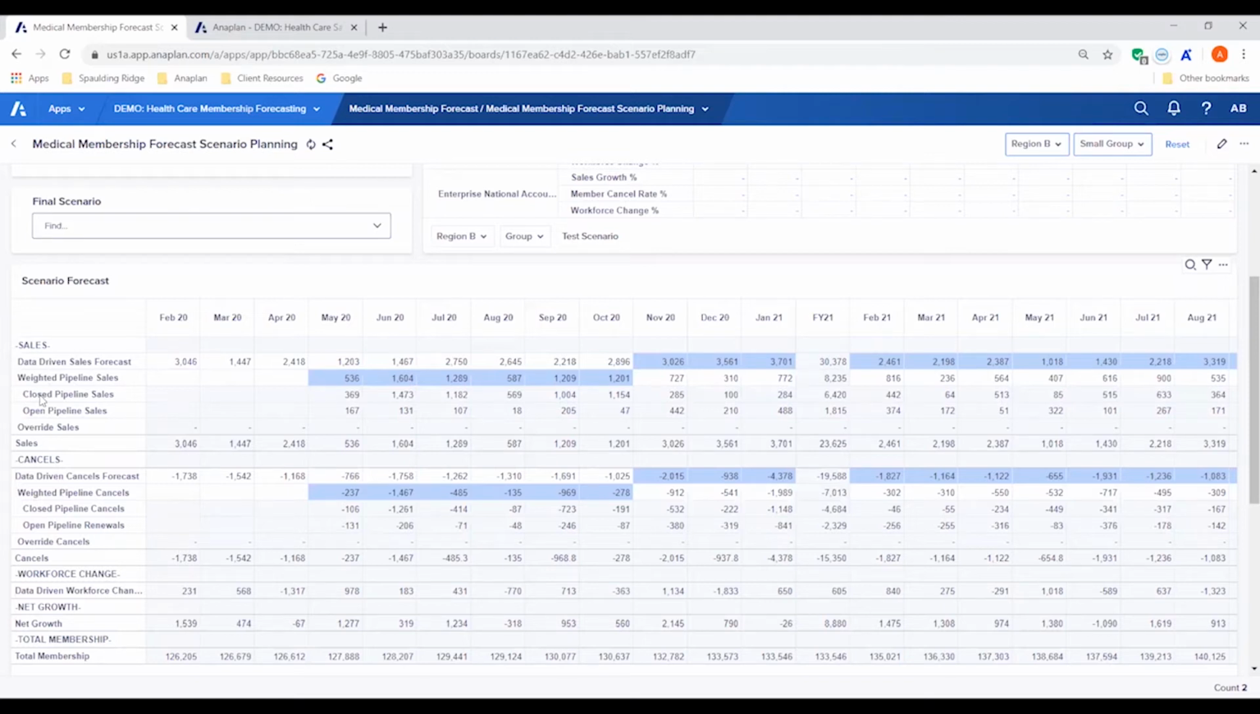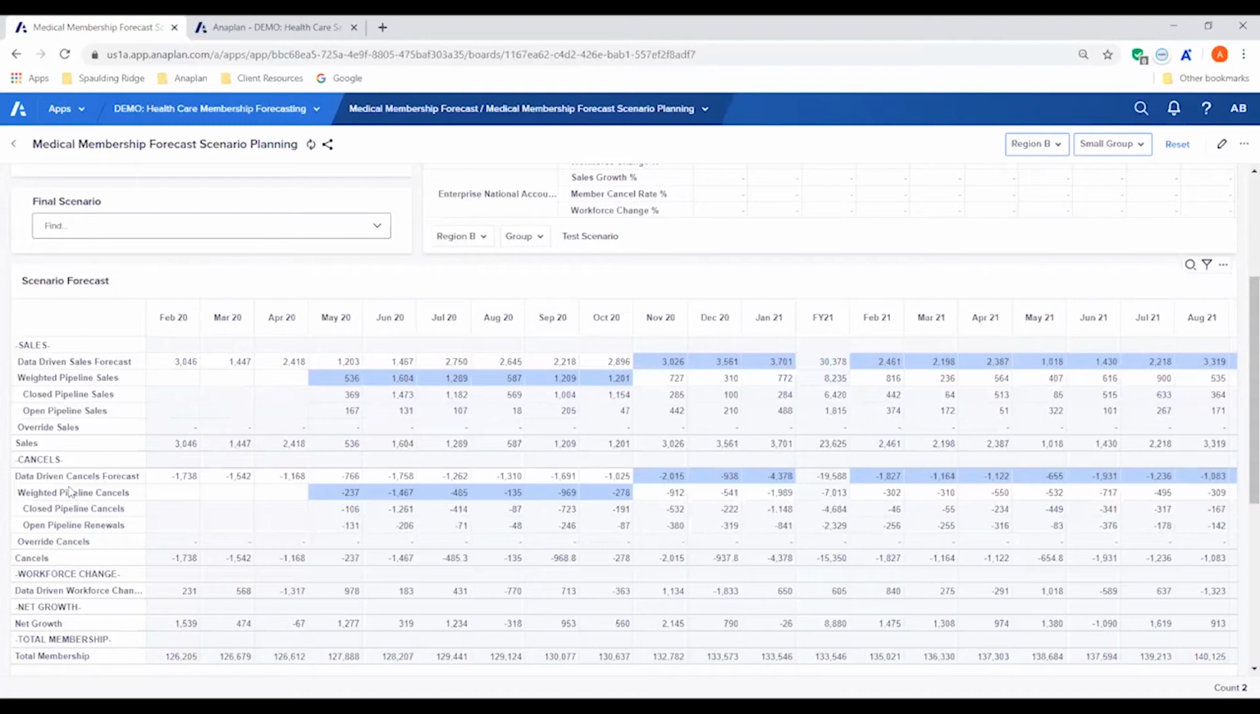So we've split that into both closed, so these are going to be closed won new sale opportunities, and we have their membership here by their opportunity effective date. And then we also have the remaining open opportunities that are still in progress. And we've gotten to this weighted number by taking that potential membership gain that we have and multiplying that by our historical close rate to get our expected membership gain. So those will aggregate up to our total weighted pipeline sales.